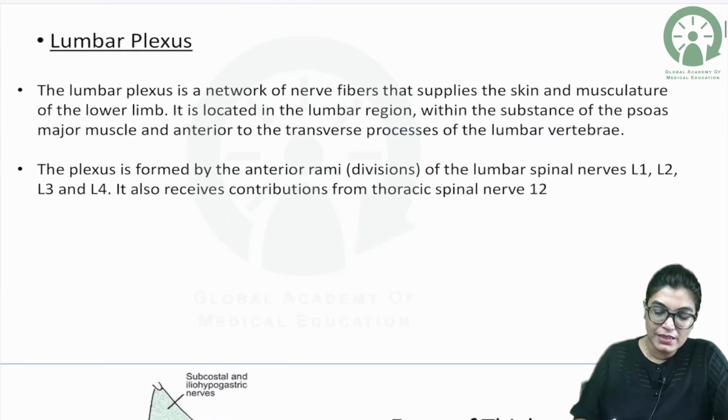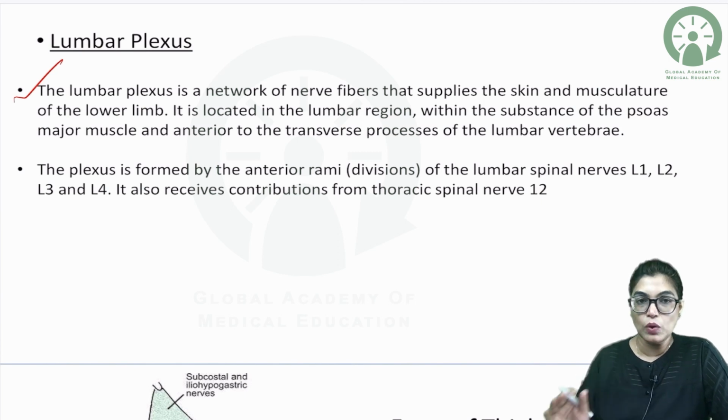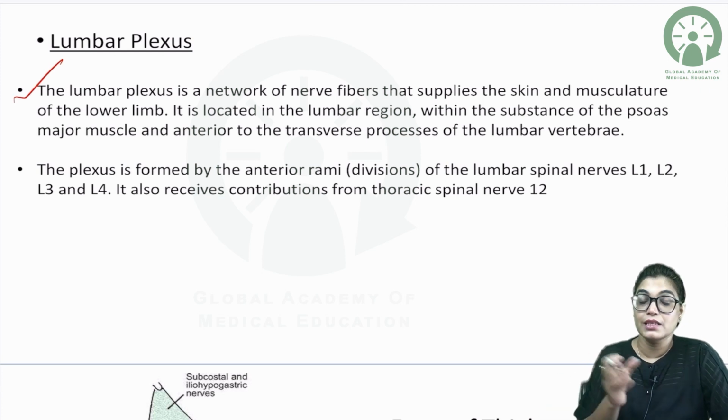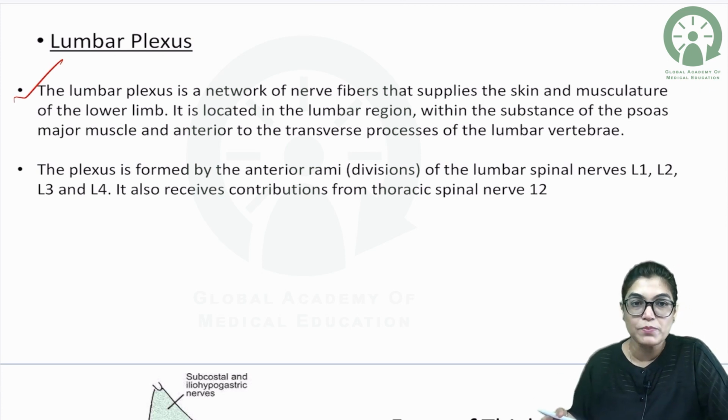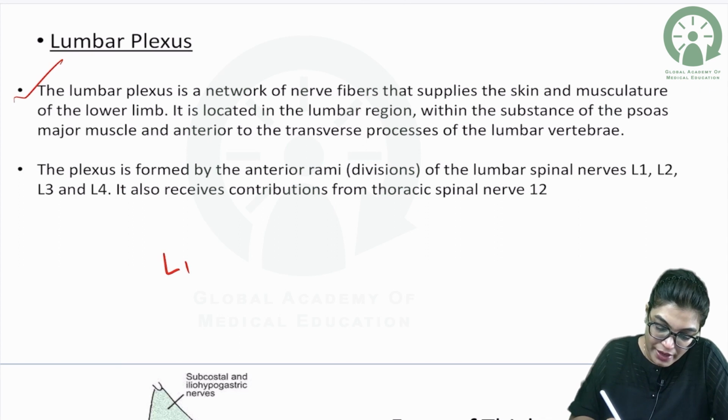So lumbar plexus is a network of nerve fibers that is supplying the skin and the musculature of the lower limb. It is located in the lumbar region and it passes through the psoas major muscle, anterior to the transverse process of the lumbar vertebra. The plexus is formed by the ventral rami, that means anterior rami, of the spinal nerves L1, L2, L3 and L4.